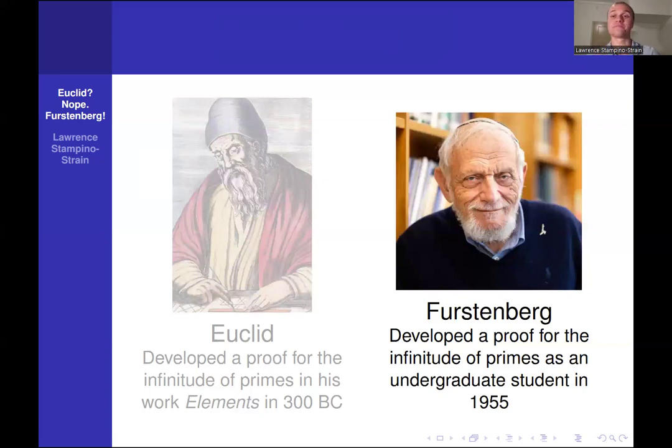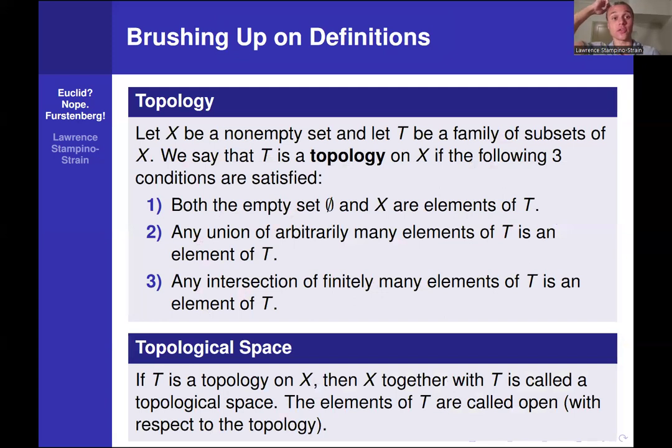So let's get started. We're going to begin by brushing up on a few definitions. The first one being, what is a topology? We let X be a non-empty set and let T be a family of subsets of X. We say that T is a topology on X if the following three conditions are satisfied. The first, both the empty set and X are elements of the topology T. The second, any union of arbitrarily many elements of the topology T is an element of T. And the third, any intersection of finitely many elements of T is also an element of T.